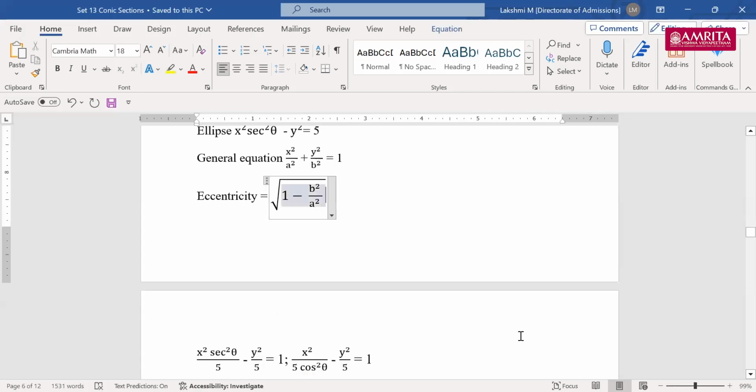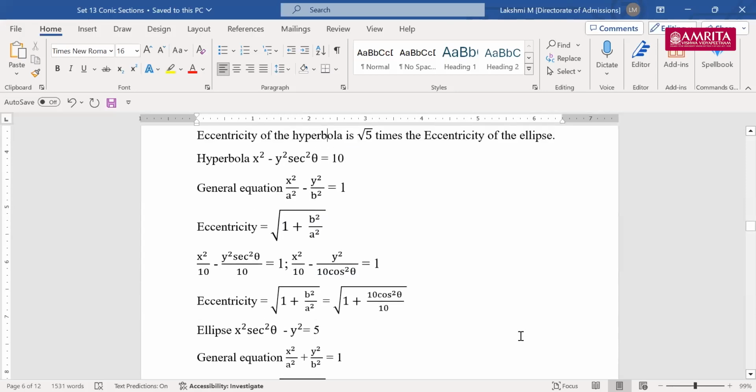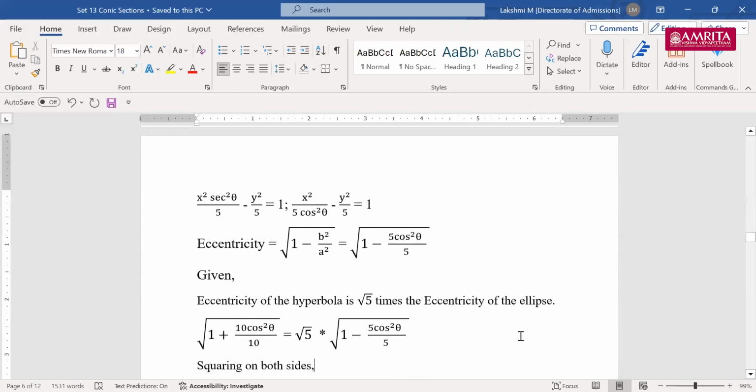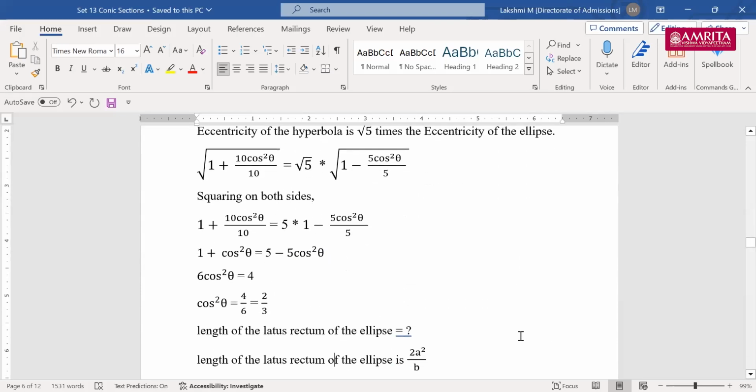This was the first part where I got everything as this one. And in the second part, the sec square theta was with x square. So I've just changed it and I have got the eccentricity, both equations. I've substituted it here. This is 1 plus cos square theta, and this is 5 minus 5 cos square theta. This is 5 into 1 minus 5 cos square theta by 5. I've squared it so that it's removed. Now from this I got cos square theta equal to 2 by 3.